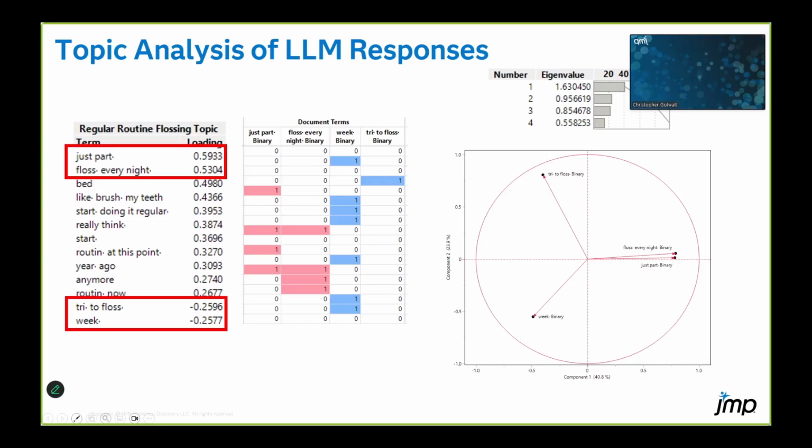If we take the two most positive regular flosser terms, "just part" and "floss every night," and the two most negative terms in that topic, "try to floss" and "week," and look at them together, we see that "just part" and "floss every night" occur together sometimes, but never with "week" and "try to floss." The strength of these associations, both positive and negative, are measured with the topic loadings.